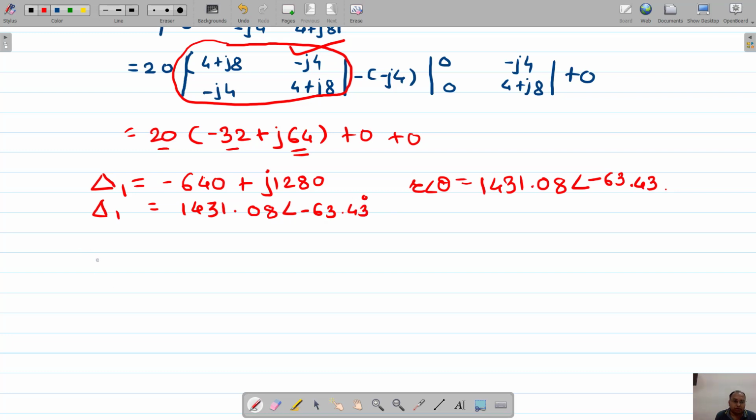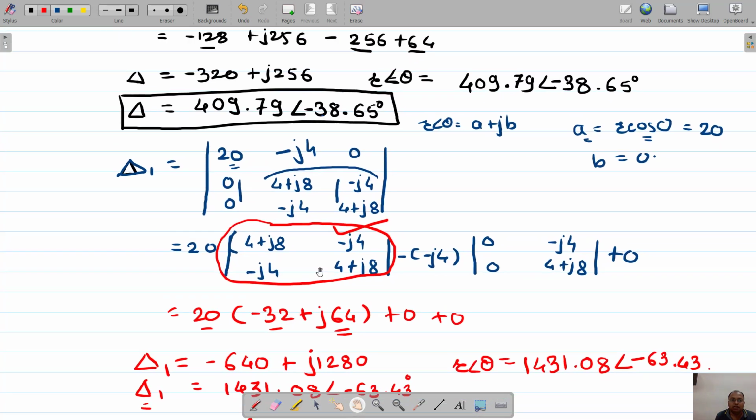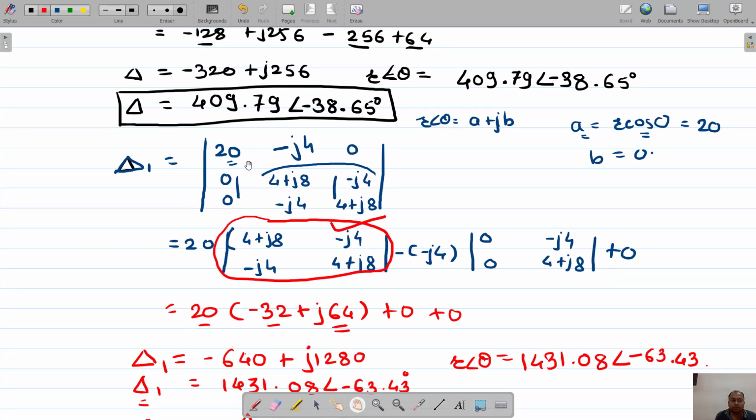Why have we calculated this? Because we need to find out I1. So let us find out I1. How can we find out I1? I1 is nothing but delta 1 divided by delta. Why are we taking this as I1? Because we have replaced the first column, and that is representing the values of your I1, right?